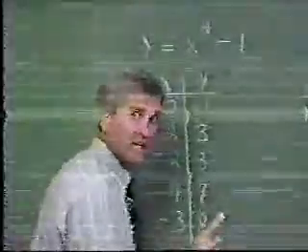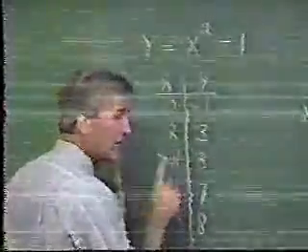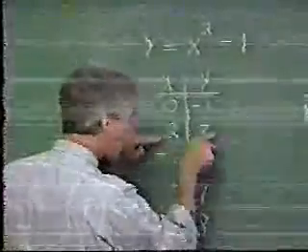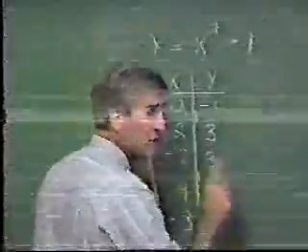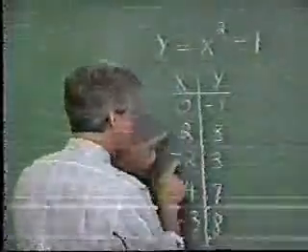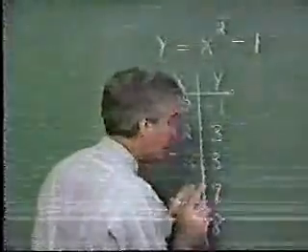Now, do notice this. This x has 3 as its y partner. When x is replaced with 2, 2 squared is 4, 4 minus 1 is 3. When x is replaced with negative 2, negative 2 squared is 4, minus 1 gives 3. Now notice this x and that x have the same y partner, but that's okay. That doesn't mean we don't have a functional relationship here. After all, this x has one y, that x has one y. The definition says nothing about two different x's having the same y partner. That's all right.